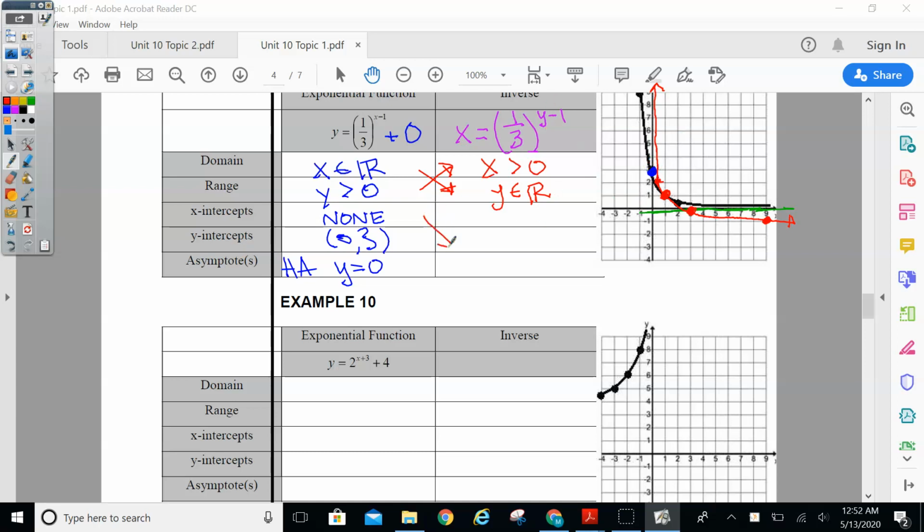Okay, so now this has no y-intercept because it doesn't cross the y-axis, but it does have an x-intercept at 3, 0. When we switch the point around, that's what we got here, 3, 0. And the horizontal is now vertical at x equals 0. So again, it's not going to cross the y-axis, which is the line x equals 0. Alright, and then we have one more.